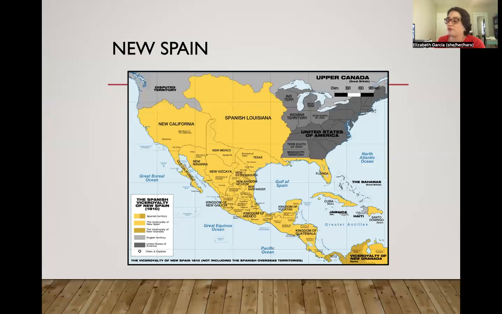So here we have a map of 1810, and all the yellow areas demonstrate areas that are ruled by the Spanish Empire. You can see the United States of America at this time is significantly smaller compared to all of the area that the Spanish oversee, and that at this time is called New Spain.